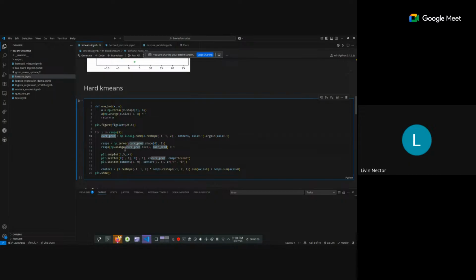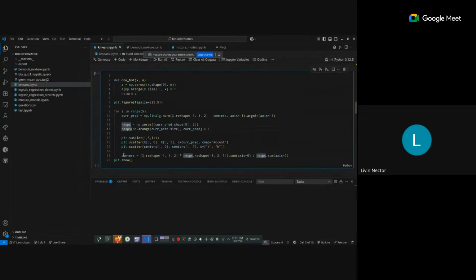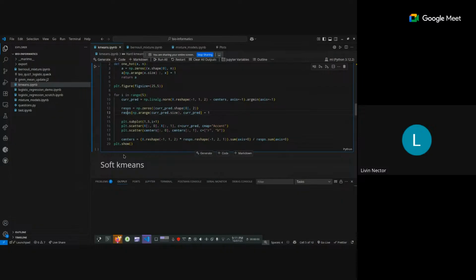That's our prediction. Then we talk about responsibility, in these terms. It is basically a one-hot encoded vector for each cluster. So, which cluster does the data point belong to? That is the responsibility. For each cluster, we say how much the data point belongs to that particular cluster. Since in hard k-means it will belong to only one cluster at a time, it will be a one-hot encoded vector index.